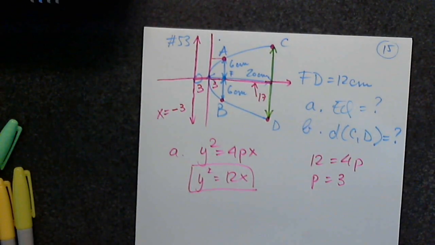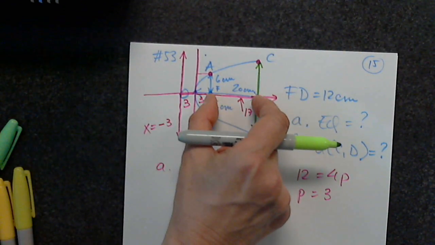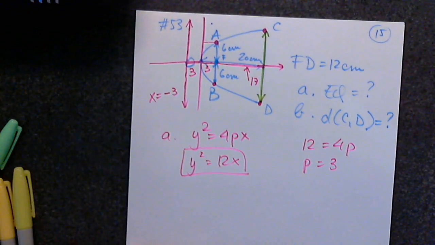So now we are asked to determine this distance. Where did the 17 come from? Because this is 20. So if this is 3, this is 17, because we have the whole thing 20. I may not need it.